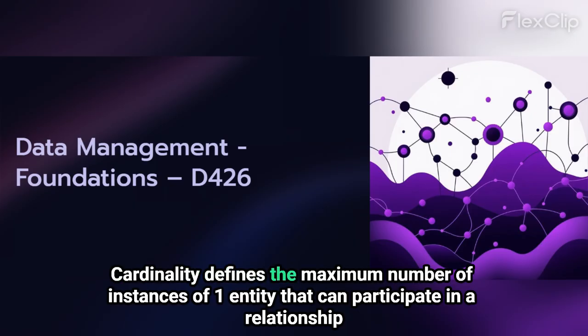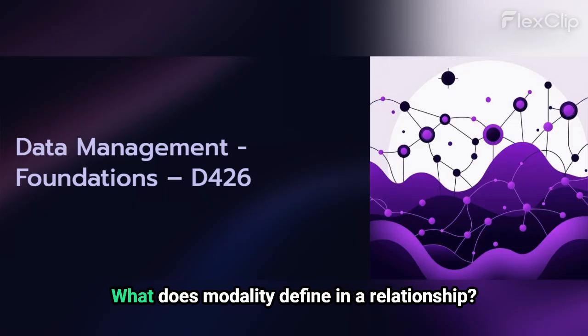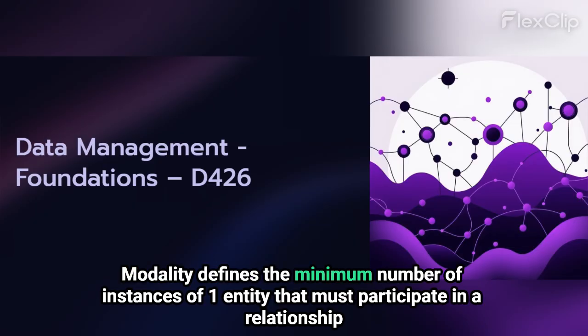What does cardinality define in a relationship? Cardinality defines the maximum number of instances of one entity that can participate in a relationship. What does modality define in a relationship? Modality defines the minimum number of instances of one entity that must participate in a relationship.